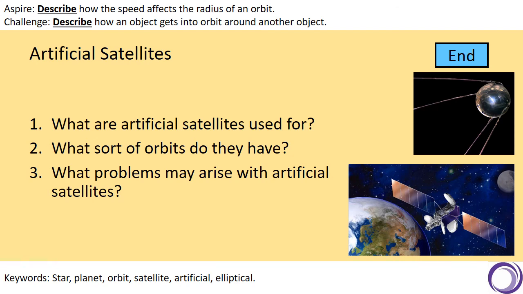The first picture that you can see on the right is the first satellite that was put into space by the Russians in 1957, Sputnik, and it sent out a signal. It was the first time that we put an object, an artificial satellite, up in orbit. That was used really as an experiment to see what you can do with a satellite in orbit.